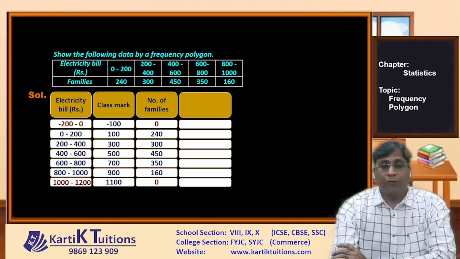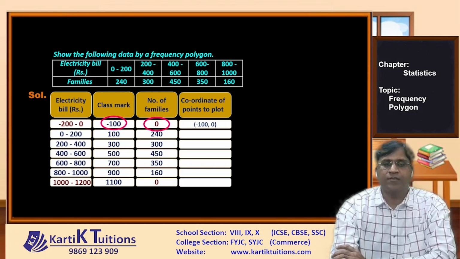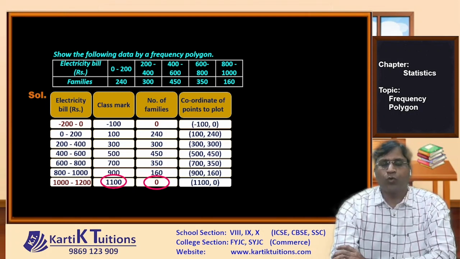That is, we are going to take the points to be plotted. Now that is class mark and frequency. So for the first class, it will become -100, 0. Next will be 100, 240. Then 300, 300. 500, 450, and so on. I hope you have understood this tabular work. Now let's move towards the graph.